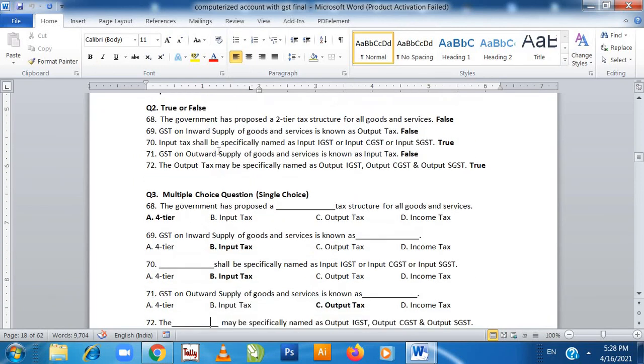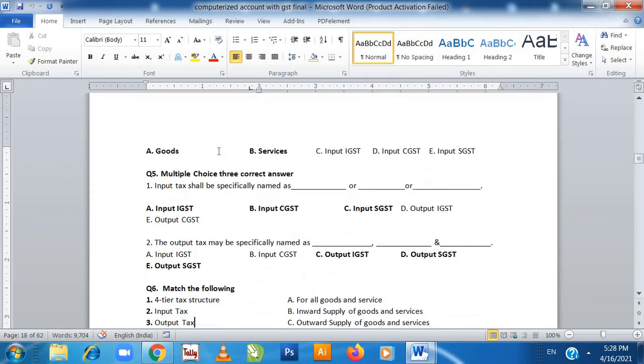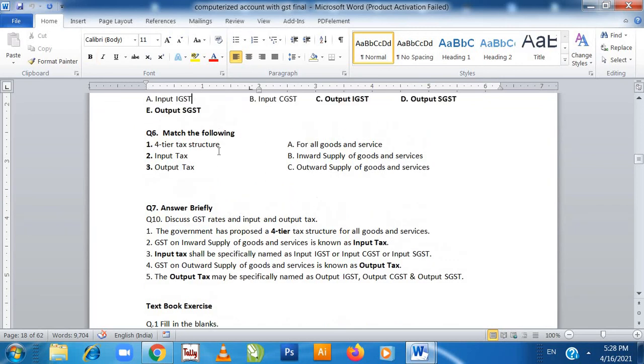Multiple choice question, single choice. Multiple choice, 2 correct answers. Multiple choice, 3 correct answers. Match the following, and here is the answer briefly.